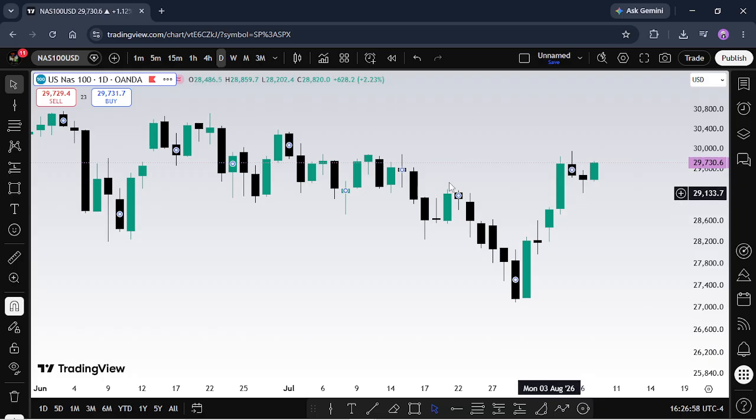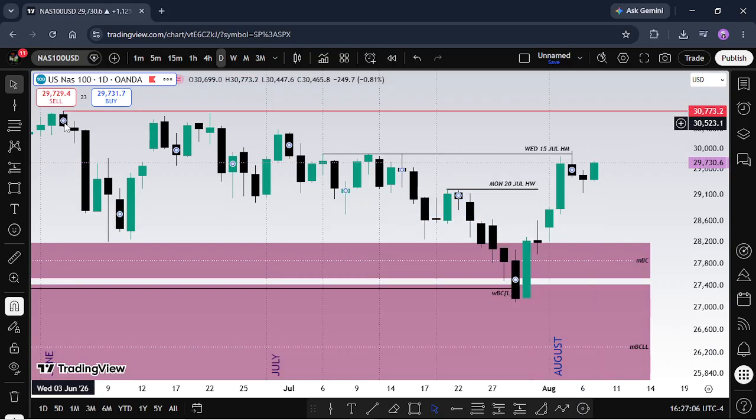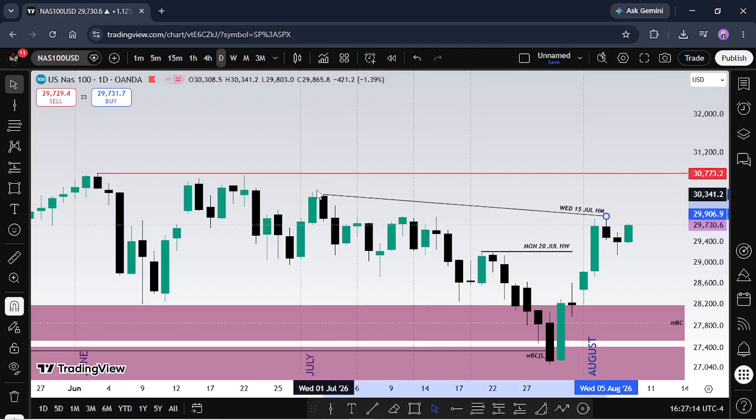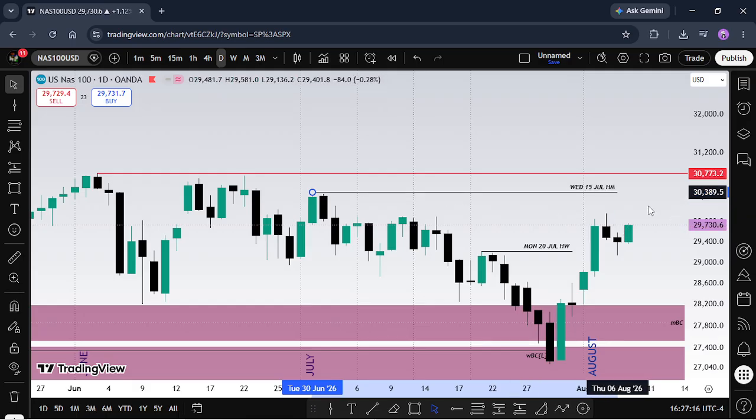The only difference here is that he did not take the high of the year, which is this. Right, this is the high of the year. Neither did he take the high of July, because the high of July is right here. Here's the high of July.